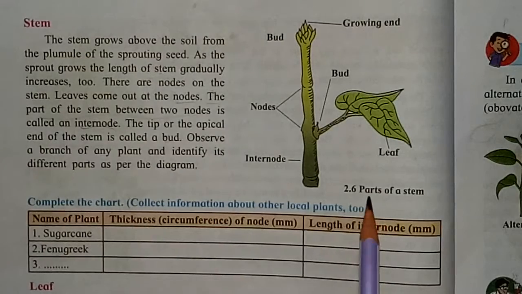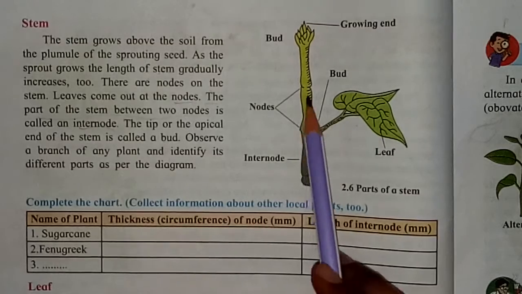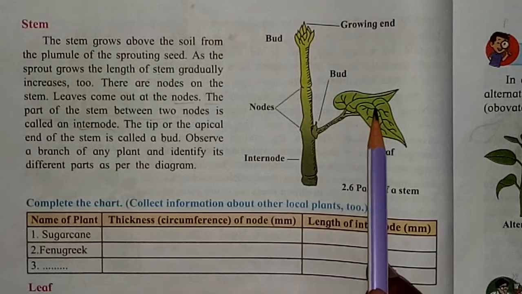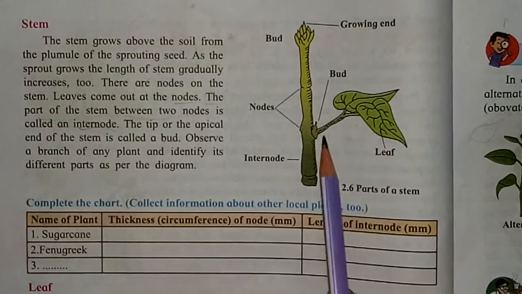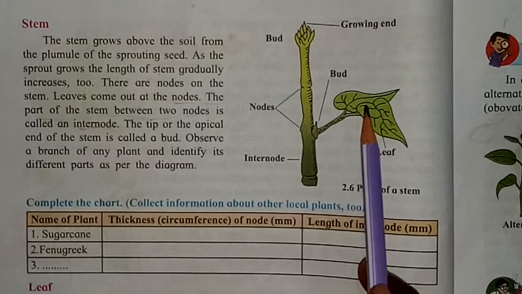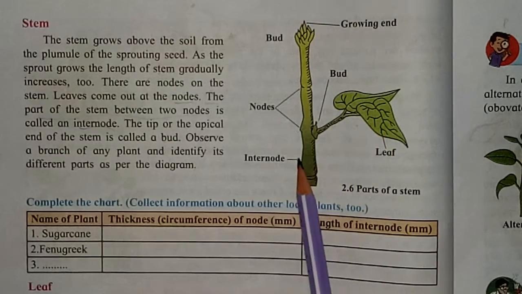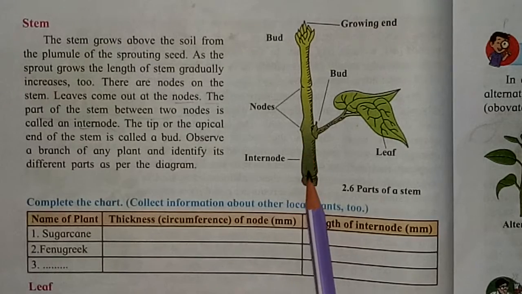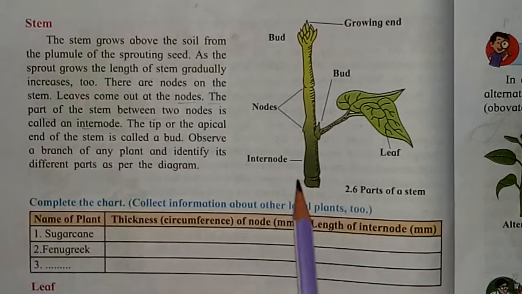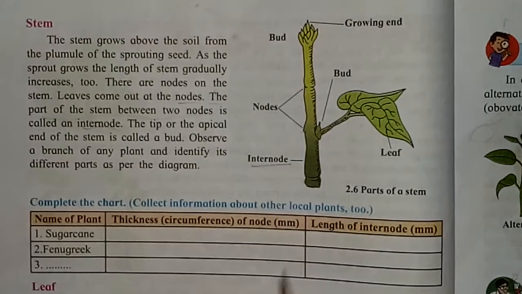Now here you can see, when the stem grows, it has small nodes on it. These are called nodes. From these nodes, the leaf grows. As you can see here, these are nodes from which the leaf grows. And the space between two nodes is called an internode. This is called internode, and these small points are called nodes.